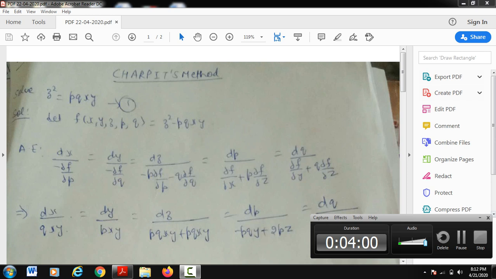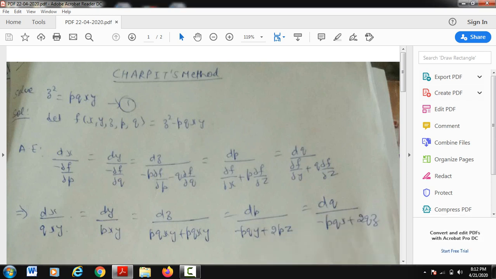What is the question? We have to solve z² = pqxy. This is the equation, so I will mark this equation as 1, and let us denote it by f(x, y, z, p, q). So it will be z², and the factor on the right hand side, pqxy, you will shift to the left hand side. So this is f = z² − pqxy.